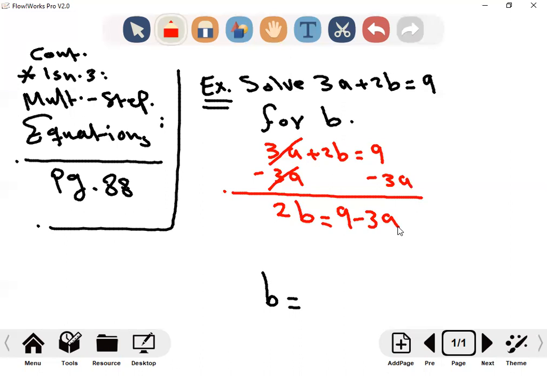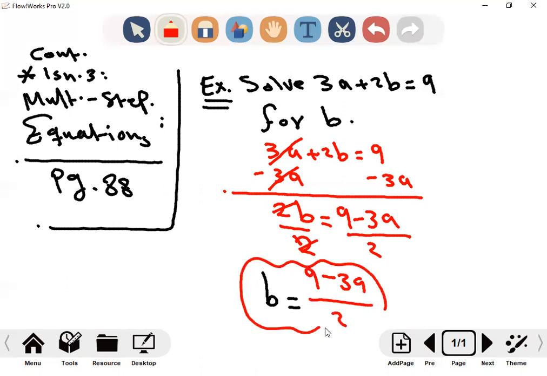But now I want b alone. I have 2b. What will I do? I'll divide both sides by 2 to make b alone. So here I will divide both sides by 2. So this 2 is done. Still b equals 9 minus 3a over 2. This is b. Now, if the question wants it for a, I'll do the same steps, but I will make a alone. Done? This is the idea which we did yesterday.